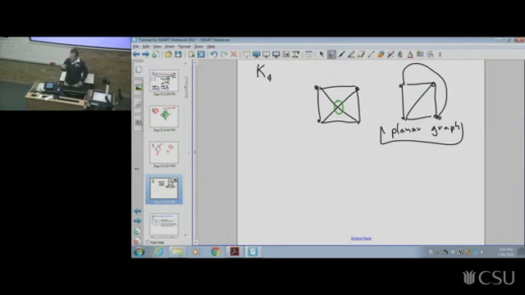So planar graphs, as I said, are ones you can draw so that no edges are intersecting. They correspond to a few different things.